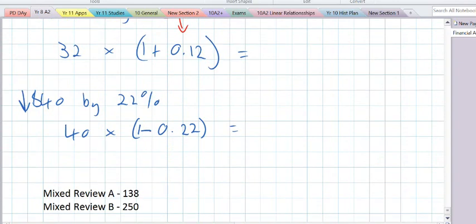Now, tonight, I'd like you to look at Mixed Review A on page 138. Start doing it. You won't have time to do the whole thing. The rest of it I'll expect you to do on the weekend. Only Mixed Review A, please.